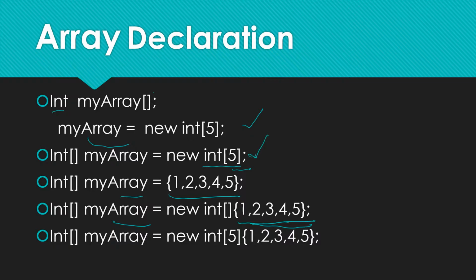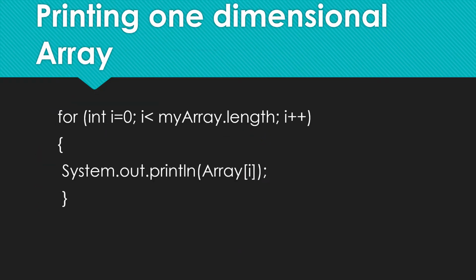This is the correct way of declaring an array, and this is the correct way of declaring an array. This is also a correct way of declaring an array, but this is not the correct way. You will end up in an error. You cannot initialize the size of an array as well as the values. You cannot do both at a time. So these are the ways of declaring an array.